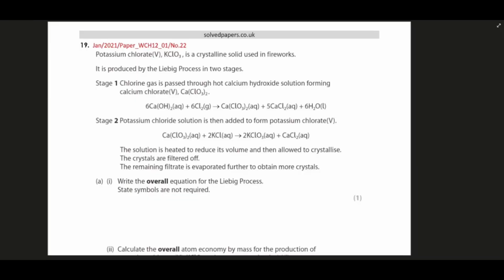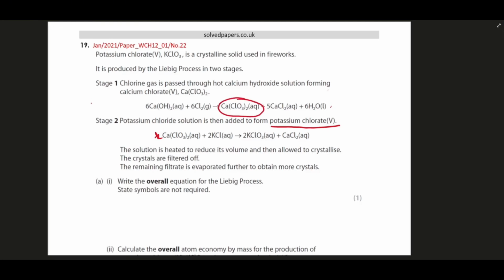Okay, they said write the overall equation for the Lebesgue process, right? So potassium chloride is a crystalline solid used in fireworks. It's produced by the Lebesgue process in two stages. In stage one, the hot calcium hydroxide solution forms calcium chloride and calcium chlorate, CaClO3 2. And then in stage 2, the potassium chloride solution is added to produce the potassium chlorate. So that's the reaction with the product produced in stage 1.